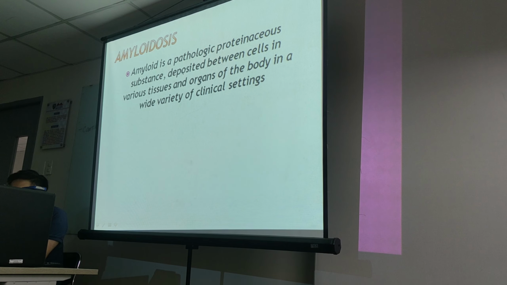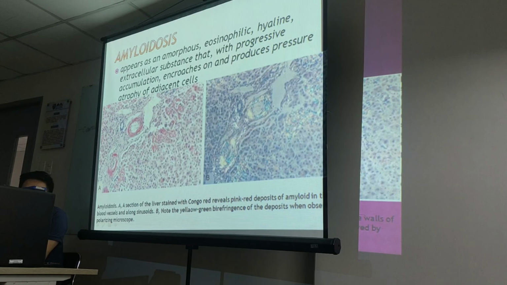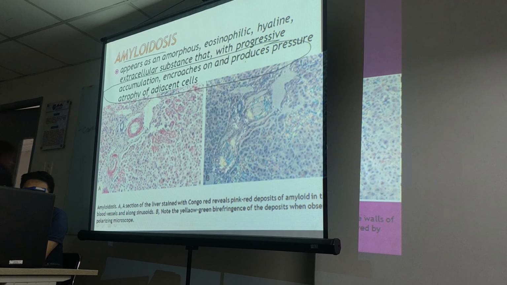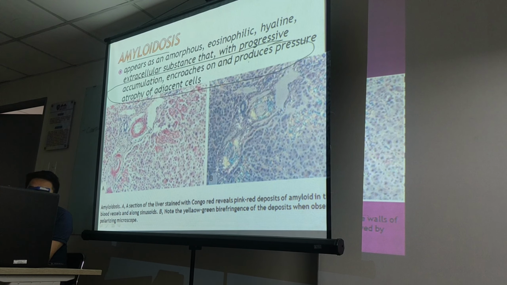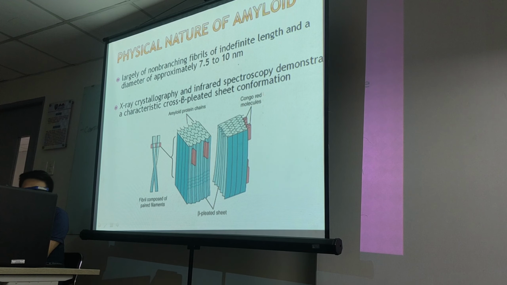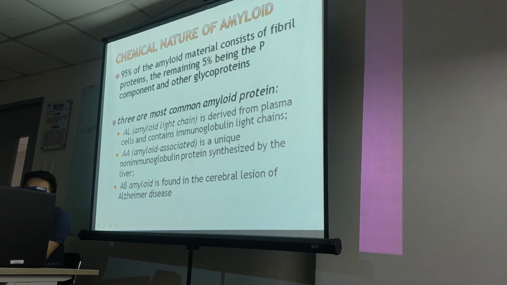The last part is amyloidosis. Amyloid is a pathologic proteinaceous substance deposited between cells in various tissues. It is problematic because it causes pressure atrophy and damage to its adjacent cells. It's an abnormally folded protein that is hard to get rid of and it continuously accumulates. This is the physical and biochemical nature of amyloid.